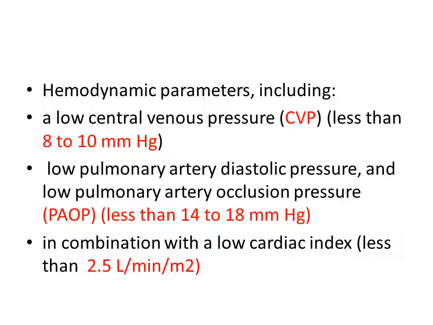Hemodynamic monitoring, including a low central venous pressure less than 8 to 10 mm mercury, low pulmonary artery diastolic pressure, and low pulmonary artery occlusive pressure, which should be less than 14 to 18 mm mercury, in combination with a low cardiac index less than 2.5 liter per minute per meter squared. These hemodynamic values should be monitored and established.